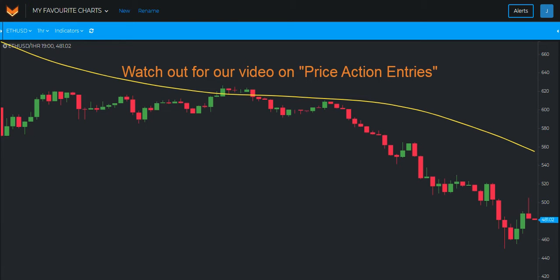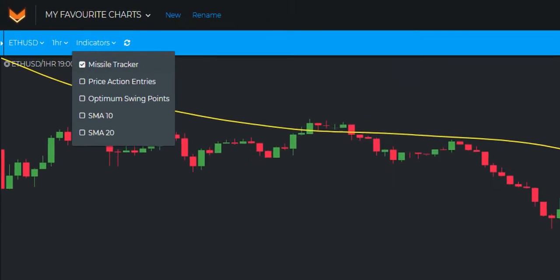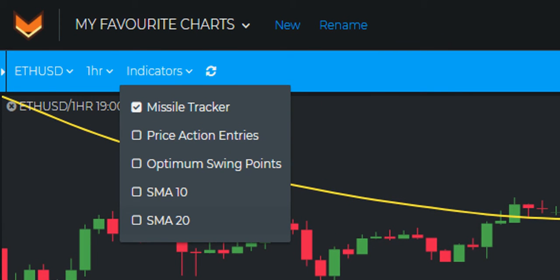For now, take a closer look at the MTL. You may well find that you would like to use it as the primary indicator in your trading routine. Alternatively, you may want to use it in conjunction with a moving average, which you can do by selecting the moving average of your choice from the drop-down menu shown here.